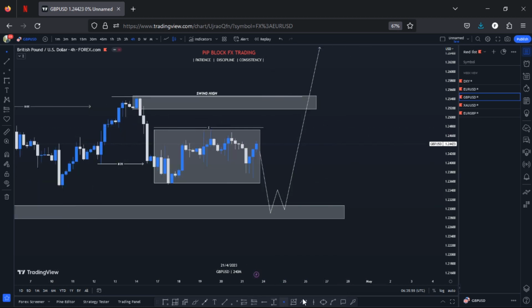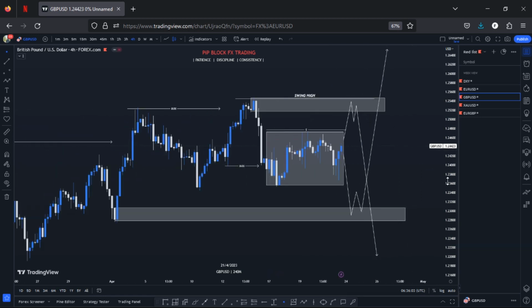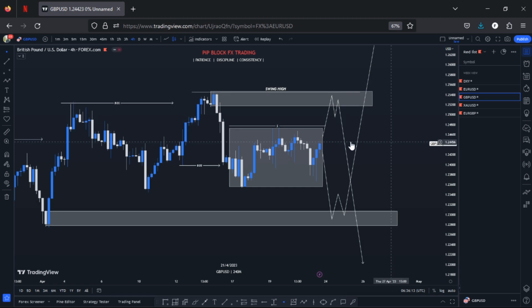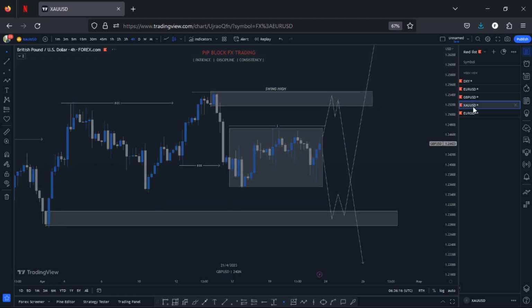In case the market continues to trade into the zone, then I'm going to look for some confirmation right here to take a sell on this particular pair. So this is what I'm also going to be having for GBP USD. For my watch list, this is what I'll be expecting for GBP USD.